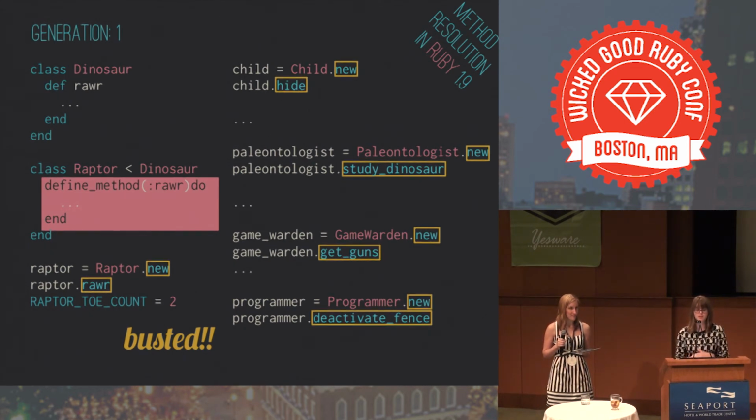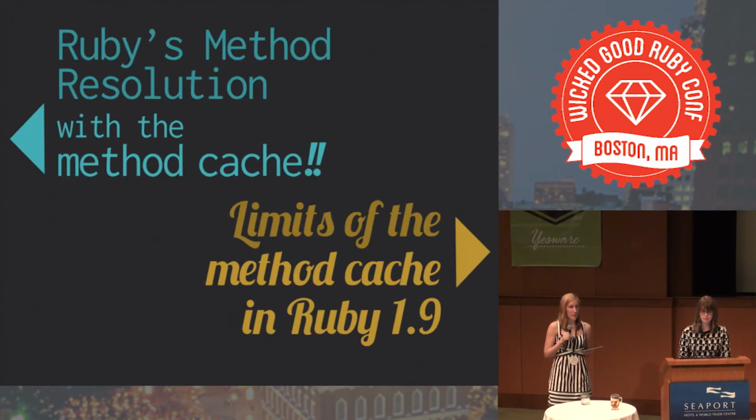So all of our methods go away. All of our method resolutions go away. This is kind of a good thing, because if we were to hit raptor.rar again, we need to be able to pick up our new definition of rar. But it's really too bad that we had to invalidate every other class's cached method lookups as well. Which is a pretty smooth segue to our next section.